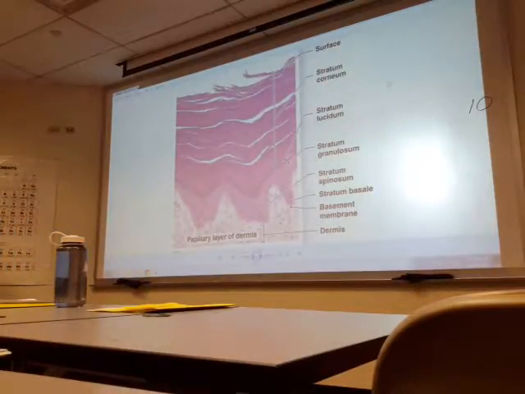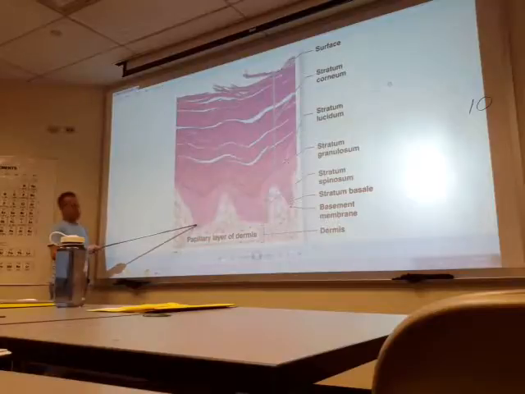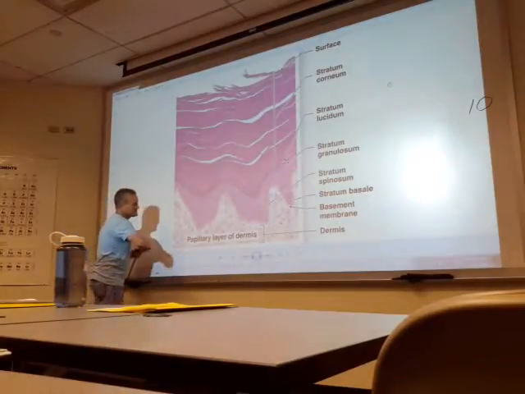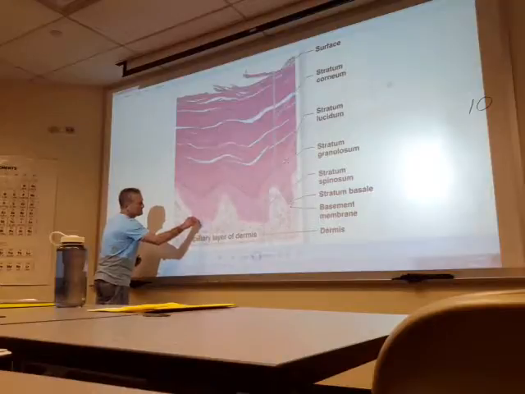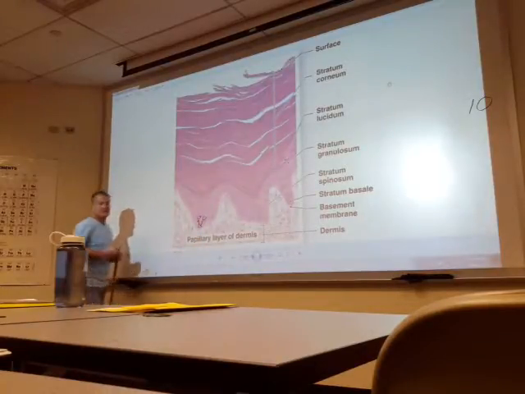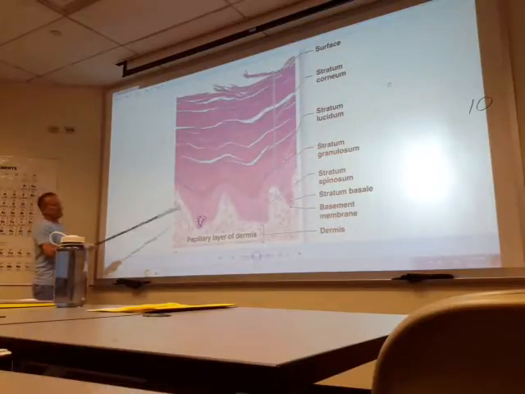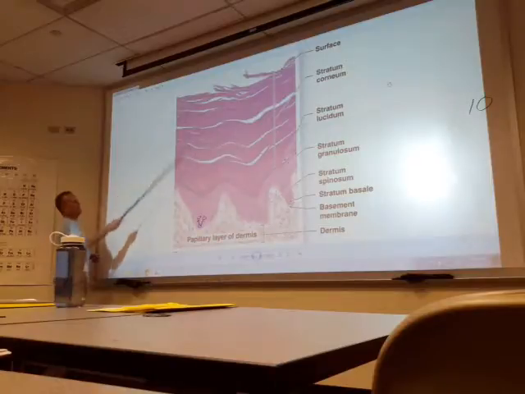So there's a constant migration of cells. New cells are being produced deep in the epidermis, primarily the stratum basal. And if a cell down here divides, the daughter cells are displaced toward the superficial aspect of the skin. And so we have this constant migration of cells.